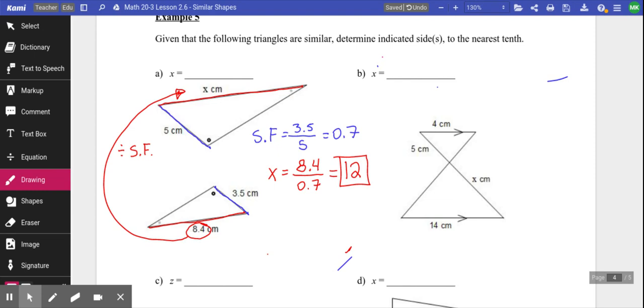You see how that's working? Find the scale factor, then you're either dividing or multiplying, depending on which way you're going.